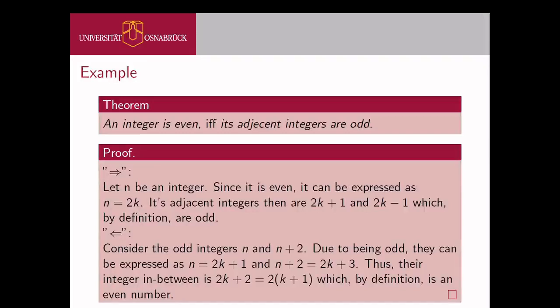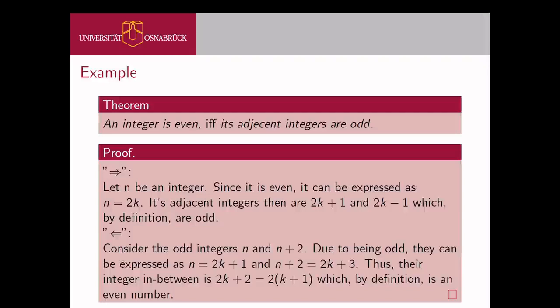So let's take a look at the proof. First we show the first direction. So if an integer is even, its adjacent integers are odd. So let n be the integer. Since it is an even integer, it can be expressed as 2k. K is just another integer, and by this we just express that n is divisible by 2, which is the definition of being even. This means that its adjacent integers are 2k plus 1 and 2k minus 1. And those are by definition odd numbers. Okay, so now we have proven the first conditional statement.